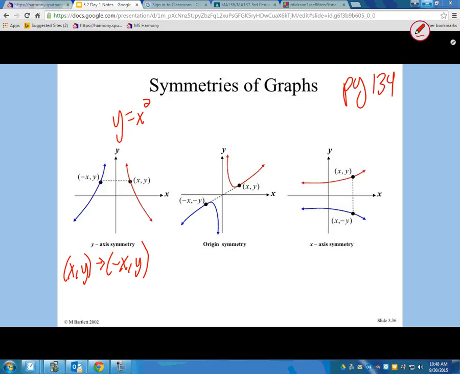A good example of that, if you have x squared, when you plug in a negative x, it's not going to change the y value. You're still going to get the same y value out. So any kind of even exponent is going to give you that.